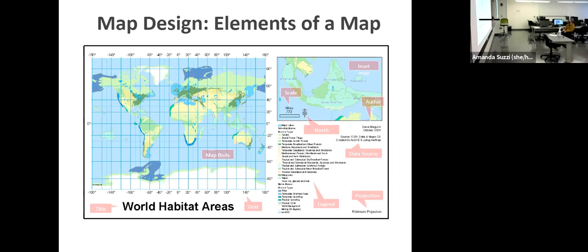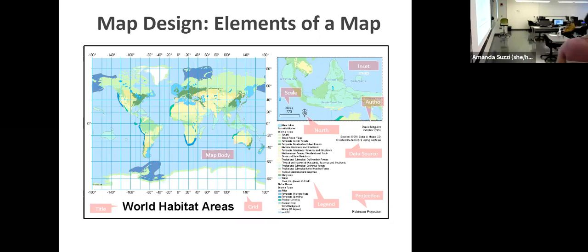The legend, yes. Here's the legend. A map would be useless without a legend. That tells you what each color means or each symbol. What else? What does a map need? Directions. Yes. Either a compass rose or a north arrow, which it has here.